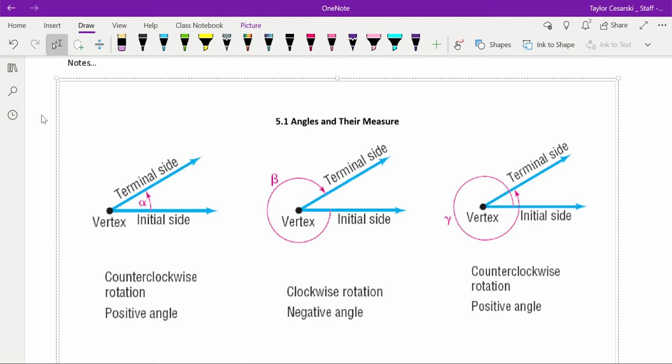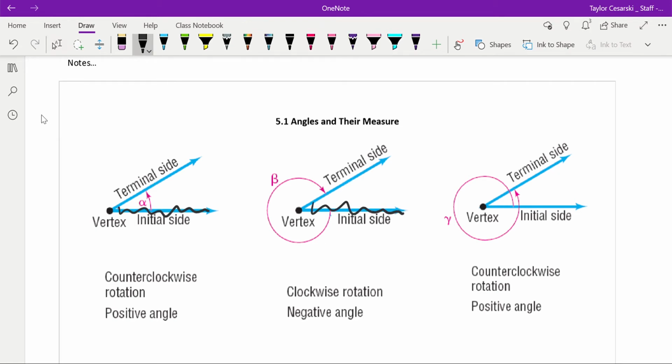Alright, hi guys, I'm going to go over 5.1, which is angles and their measure. Most of it should be a review of Math 3, but it's just going to give you hopefully a basis of the trigonometry unit. You can see three angles right here. The initial side, which is right here, and the terminal side. The initial side will always lie on the positive x-axis, and you have the terminal side, which is the other part of your angle.